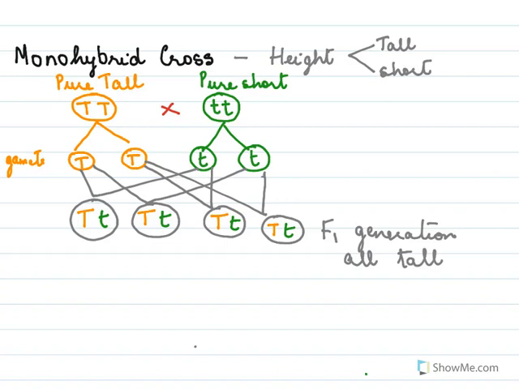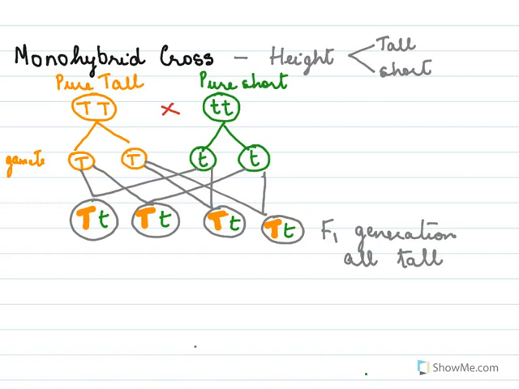Although it had this short gene, all the plants looked tall. This clearly went to show that the tall gene was dominant. This T was dominant and it expressed itself. The short gene was unable to express itself because there was a tall gene. So in the F1 generation, all were tall.